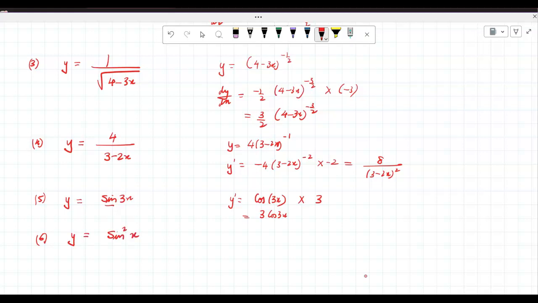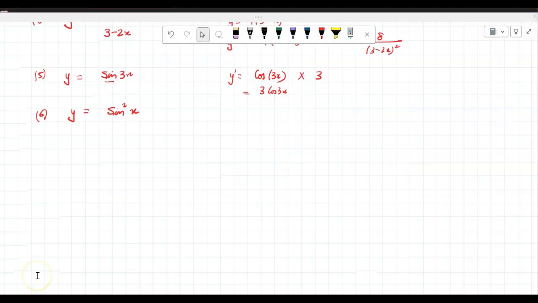Sine square x. Find the derivative. My inner is x square, which means my outer is sine. Actually, your sine square x technically is sine x the whole square. We lazily write it that way.